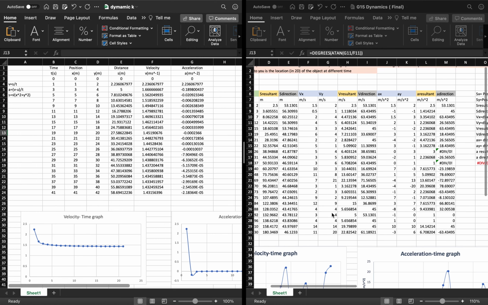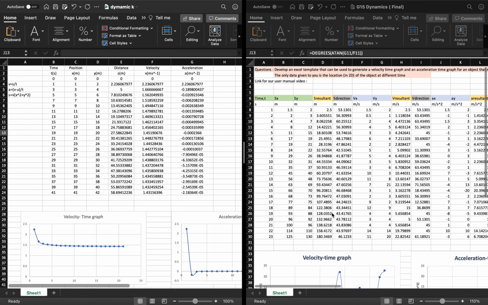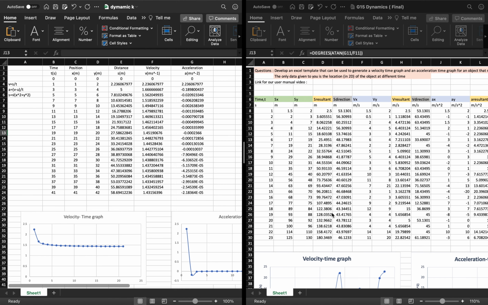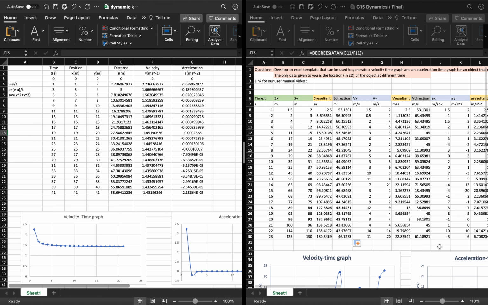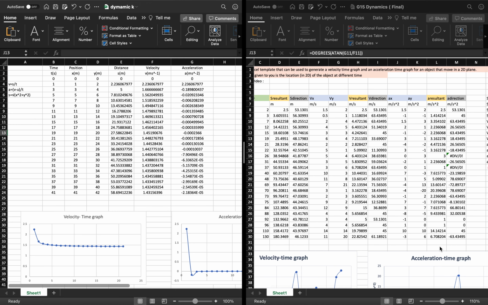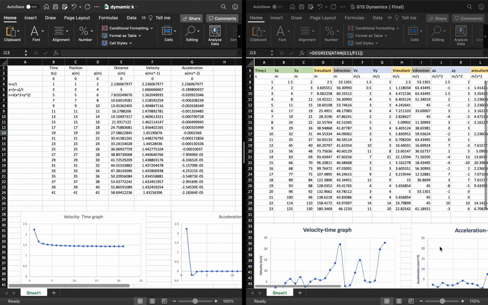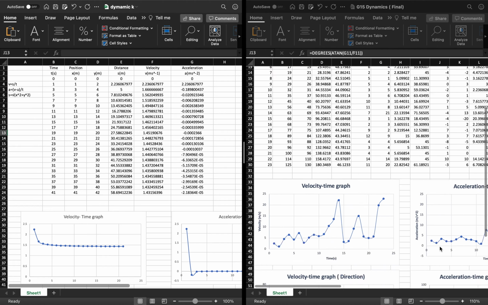Therefore, our group has chosen Excel B as our final dynamics assignment to submit, as Excel B consists of much more complete diagrams and tables to show an object that moves in a 2D plane. That's all from our group. Thank you.